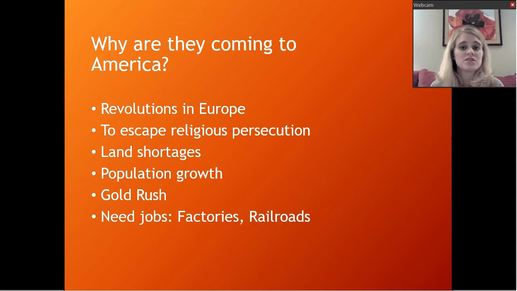And then, of course, there is also economic problem in Europe. A lot of the people in Europe don't have jobs, so they come to the United States looking for jobs, particularly to work in the factories that are developing on the East Coast or to work on building the railroads. And again, we saw this a little bit when we were talking about the West, but if you remember, who was building the Eastern Railroad? That were Chinese immigrants, remember? So this is just some of the reasons why a lot of these people are coming here.